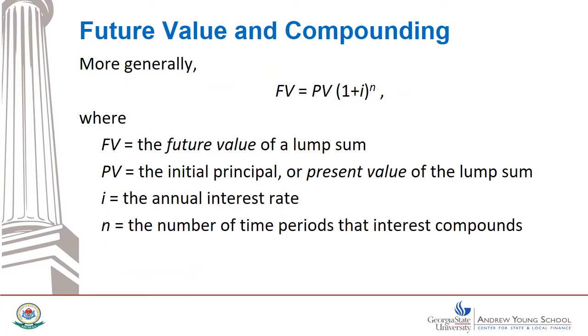More generally, then, the formula for solving for the future value is stated as the future value is equal to the present value, or initial lump sum, times the product of 1 plus the annual interest rate, raised to the power of the number of annual time periods that interest compounds.